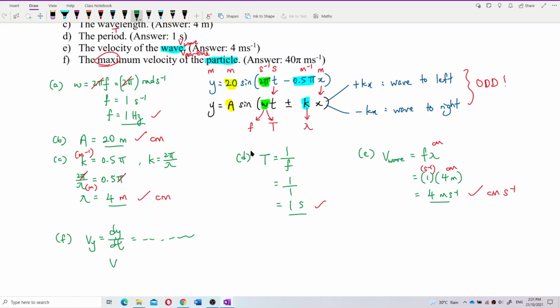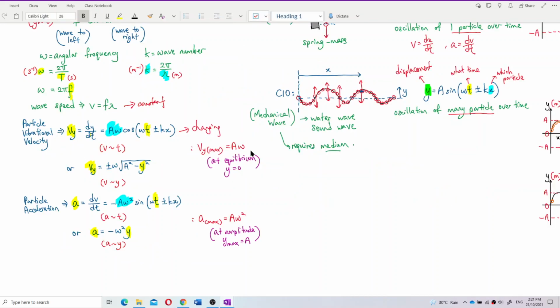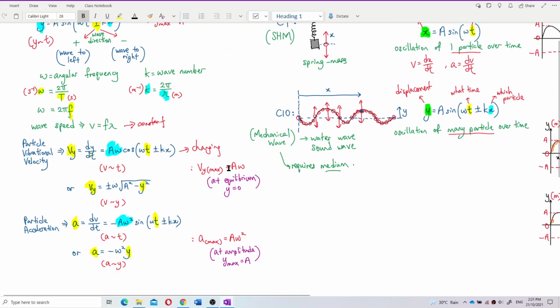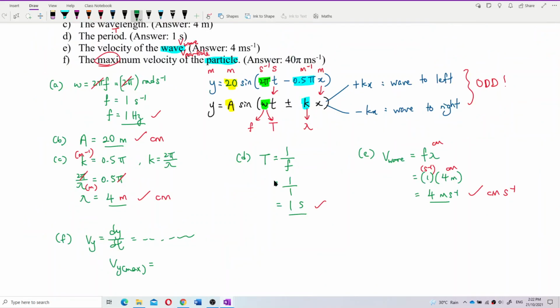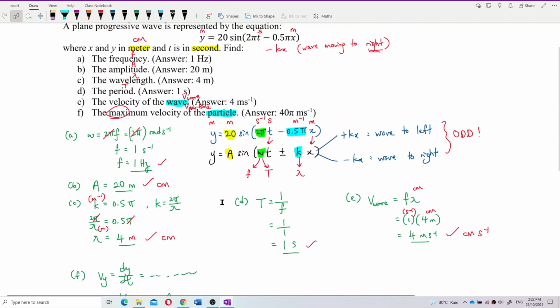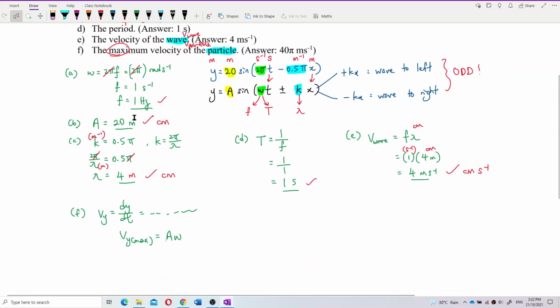But for the maximum particle vibrational velocity, what is it? It is a omega, the front part. Alright, a omega. So just take your amplitude from just now. Your amplitude is 20 meter. The unit is also very important. You see, this is meter.